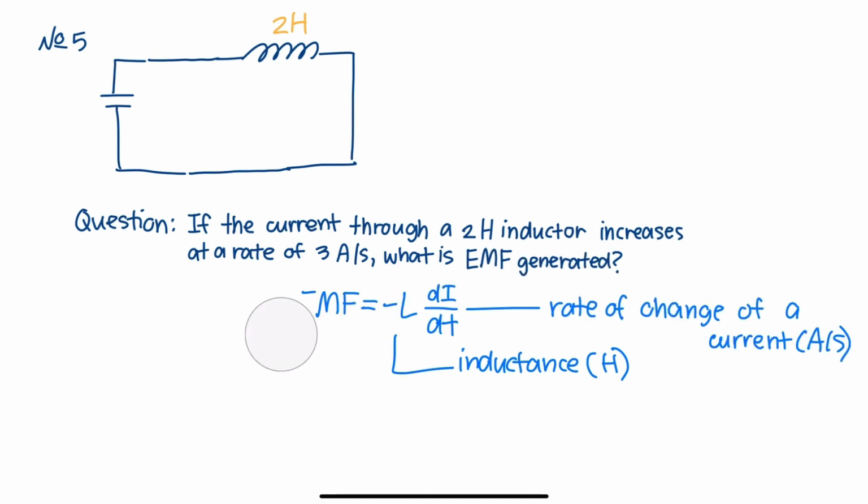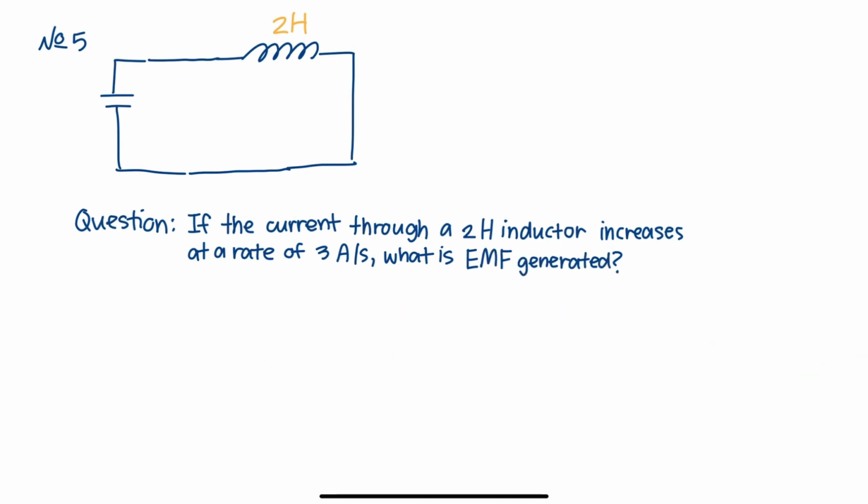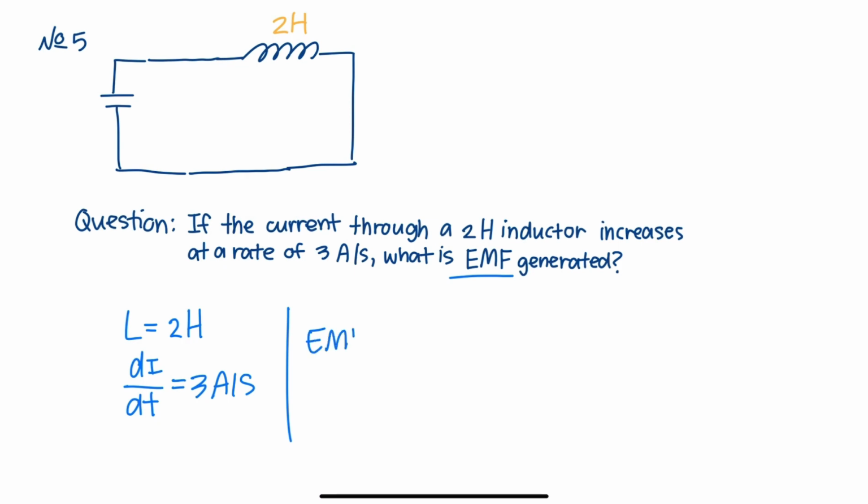So let's write down the information we are given, which is going to be inductance that equals 2H and the rate of change of a current, which is going to be 3 amperes per second. And we're looking for EMF. So the formula we're going to use is the same one. Negative L multiplied by di over dt. If we're going to apply the formula, we're going to get negative 2 multiplied by 3.